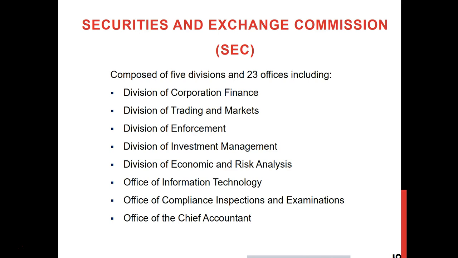Now let's talk about the offices. As I mentioned, there are 23 offices, but 3 are very important and you should be familiar with them. One is the Office of Information Technology, and this office supports the SEC and all its staff in all aspects of information technology, and they operate the Electronic Data Gathering, Analysis and Retrieval system, which is also known as EDGAR.